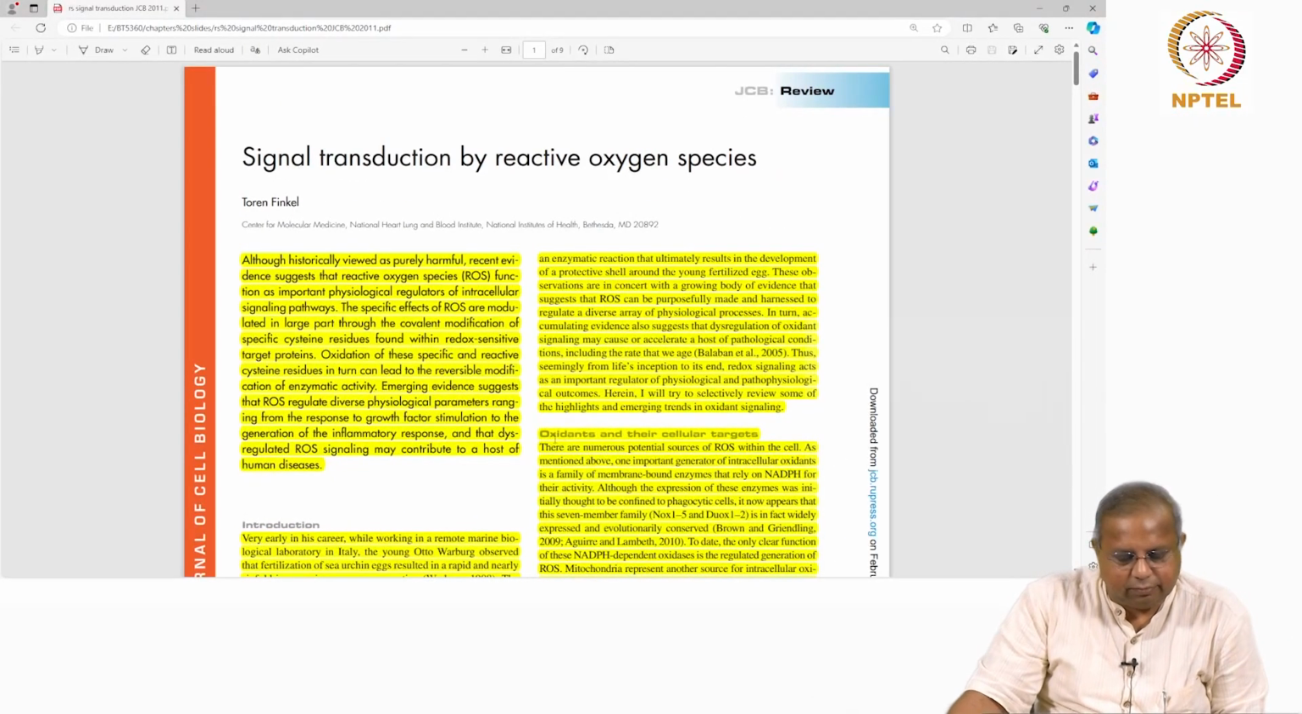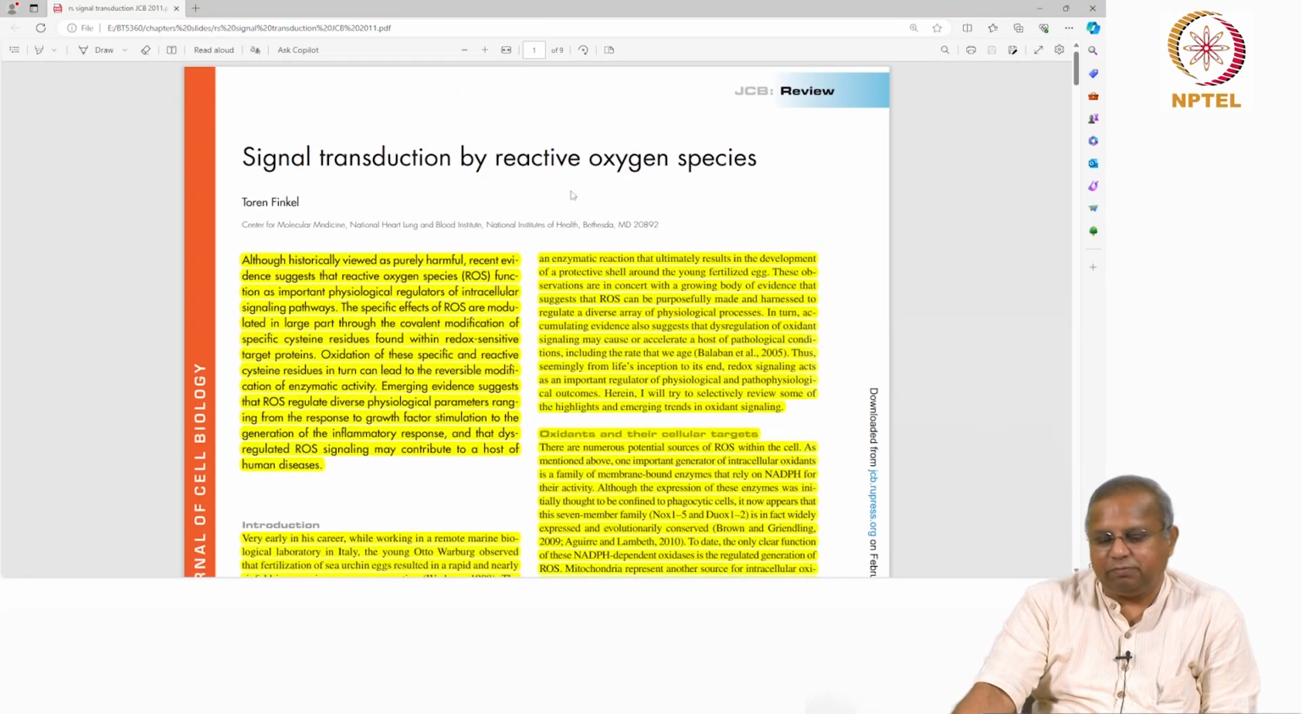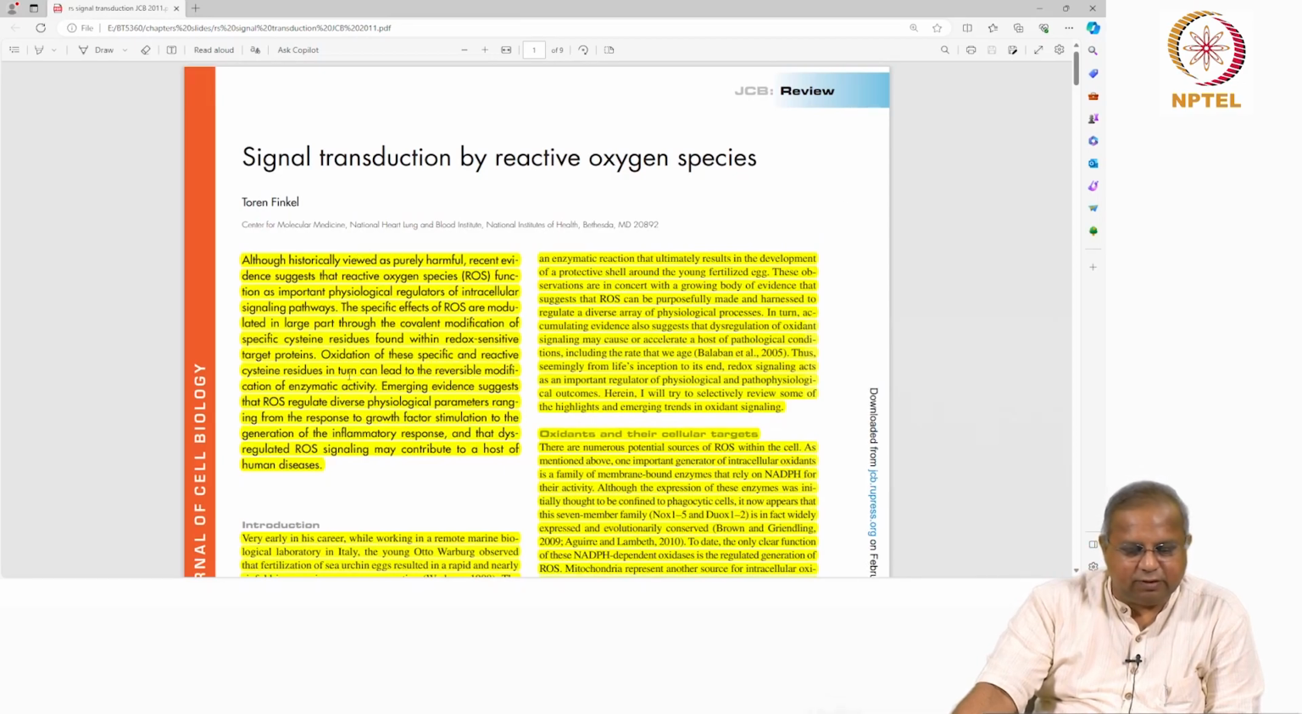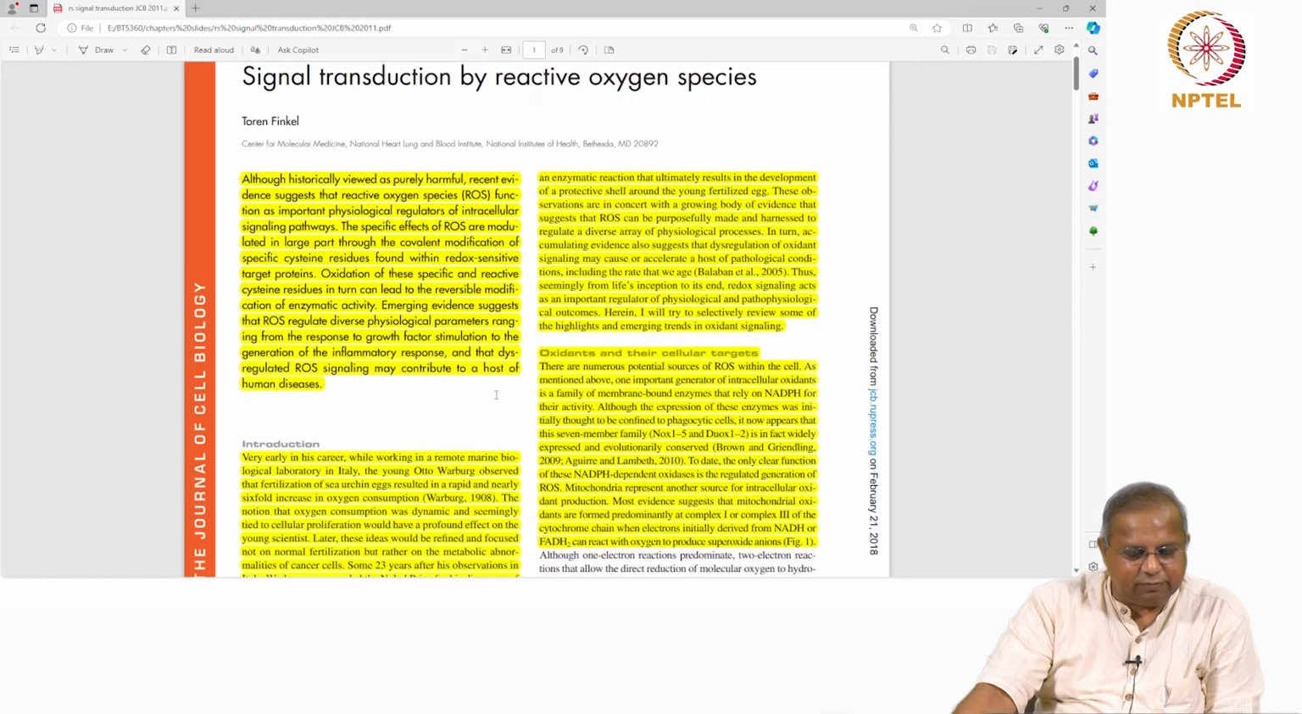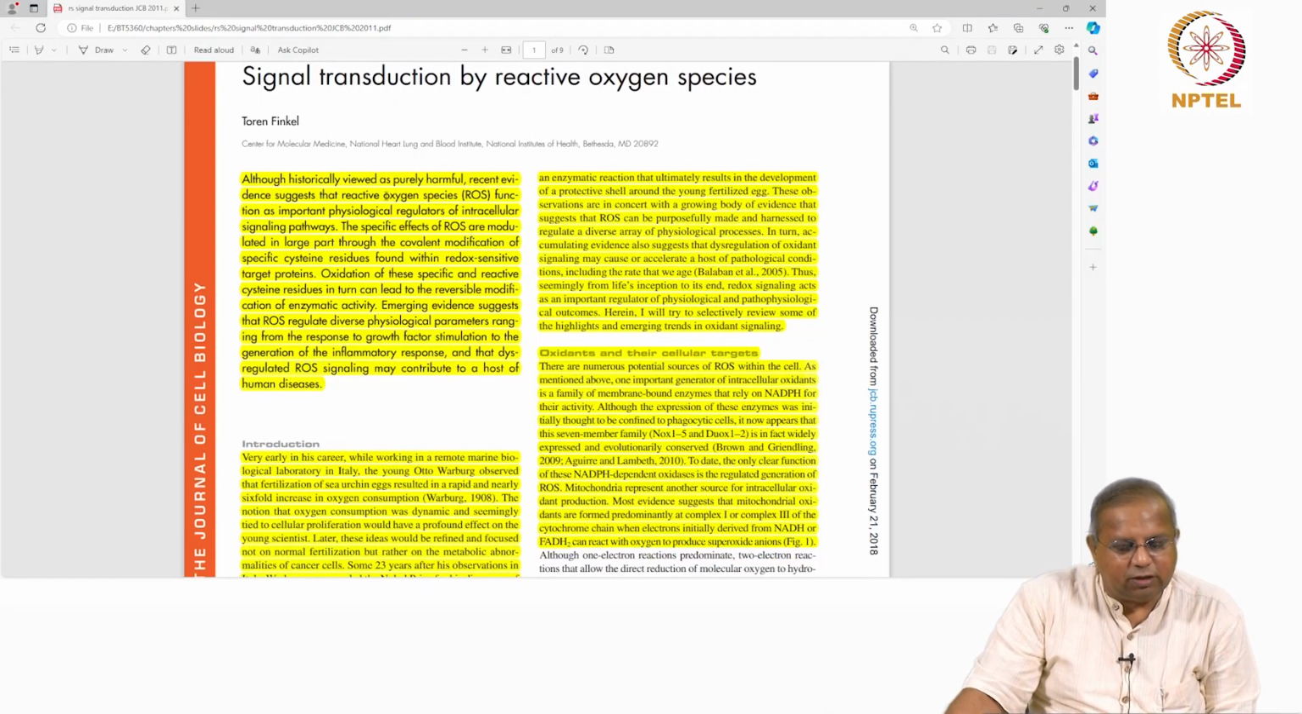Okay, this is Signal Transduction by Reactive Oxygen Species by Toren Finkel in JCB Review 2011. The author is from the Center for Molecular Medicine, National Heart, Lung and Blood Institute, NIH, USA.